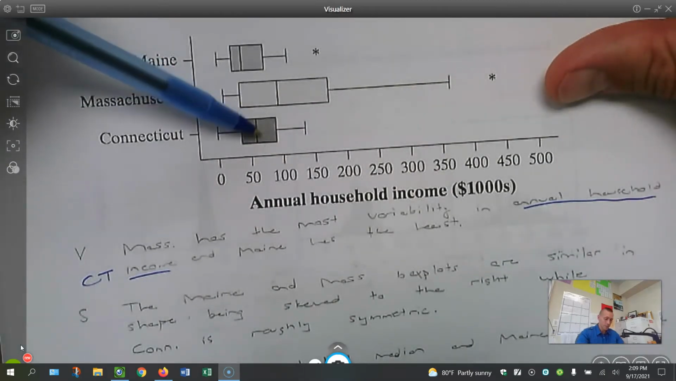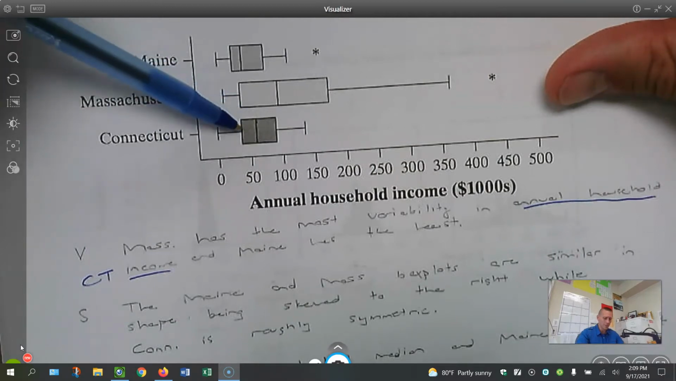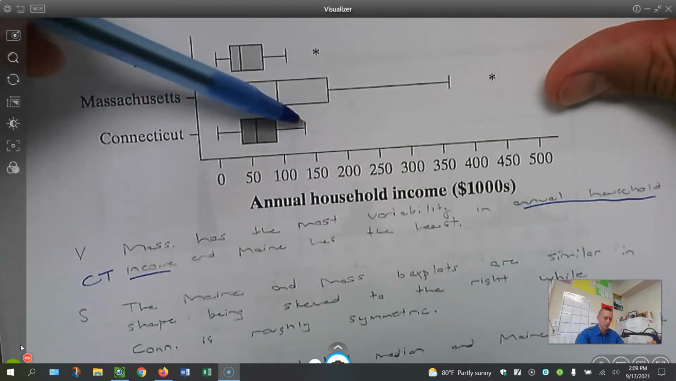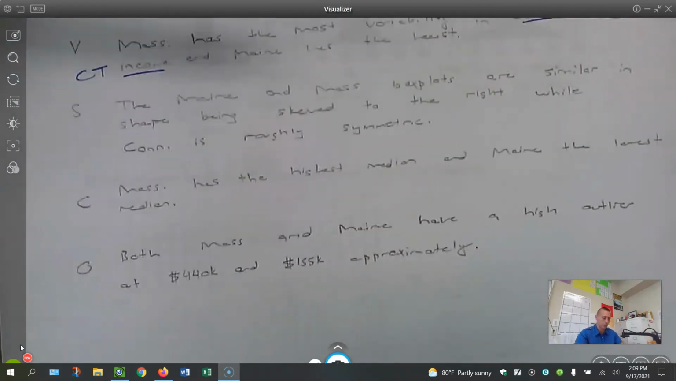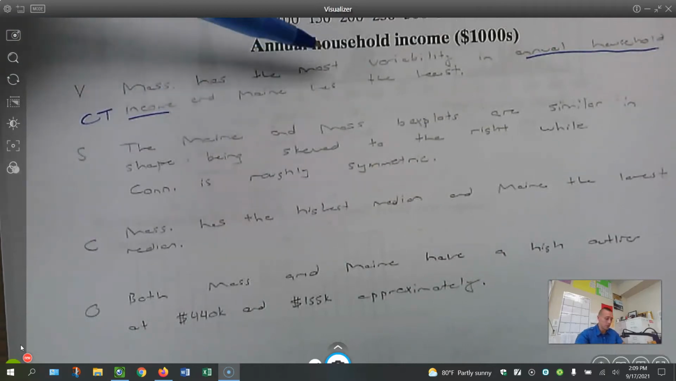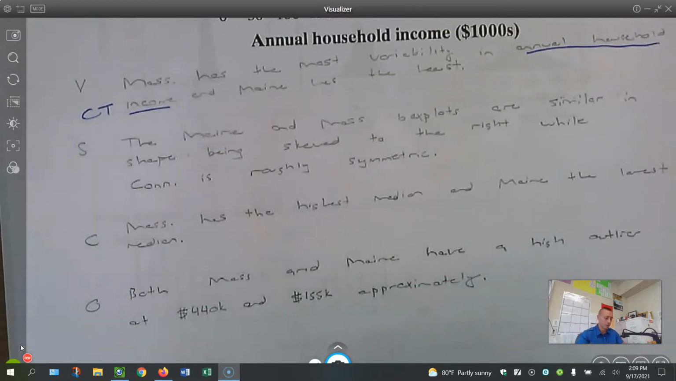Connecticut is roughly symmetric. The median's almost in the center of quartile 1 and 3, and the min and the max go the same distance away from the quartiles, approximately. So my statement here was Maine and Massachusetts box plots are similar in shape, being skewed to the right, while Connecticut is roughly symmetric. I have that comparative word similar, and I've talked about all three shapes.